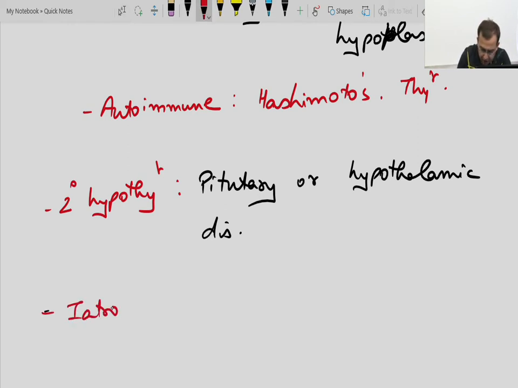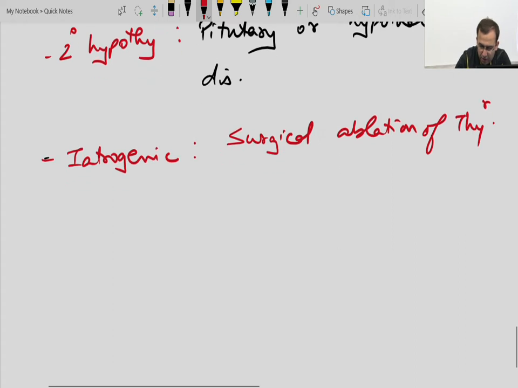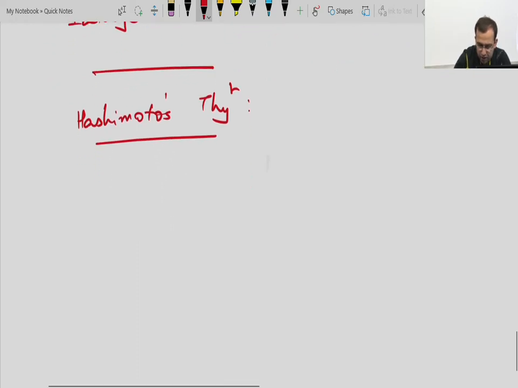Next is iatrogenic hypothyroidism. It can be iatrogenic in nature, which is because of surgical removal or surgical ablation of thyroid. This is hypothyroidism. We divided it into primary, secondary and iatrogenic. Next, starting with our main topic, that is Hashimoto's thyroiditis.